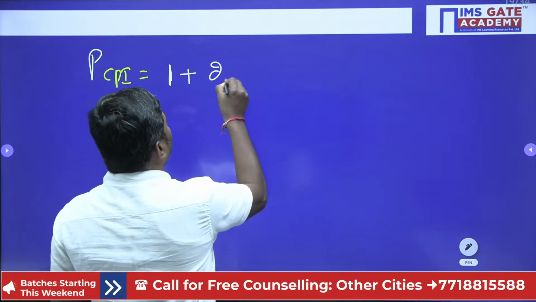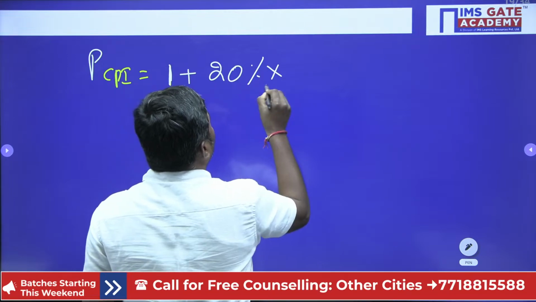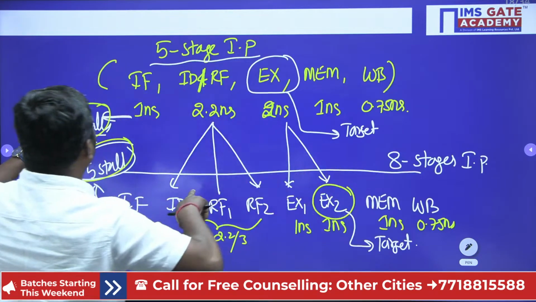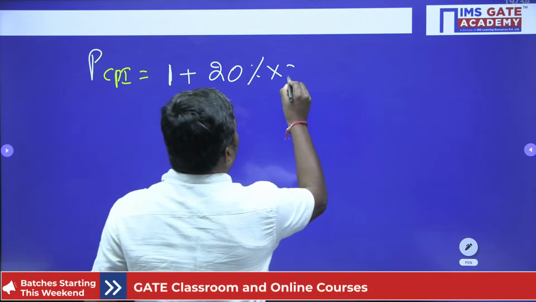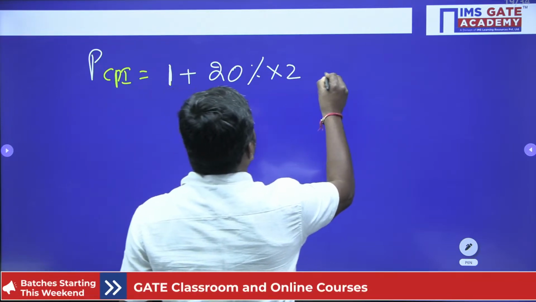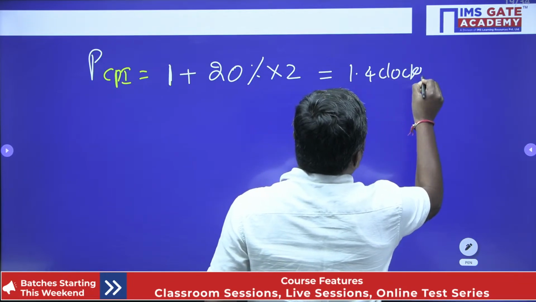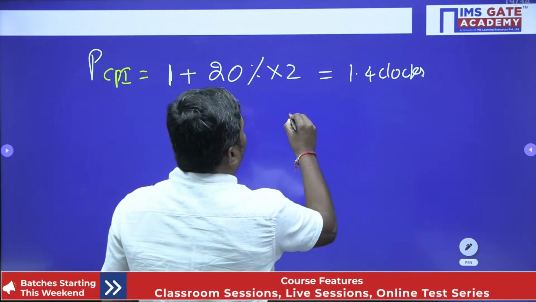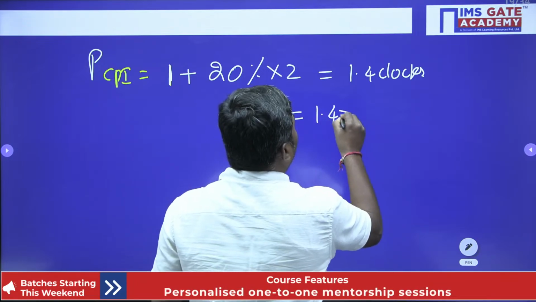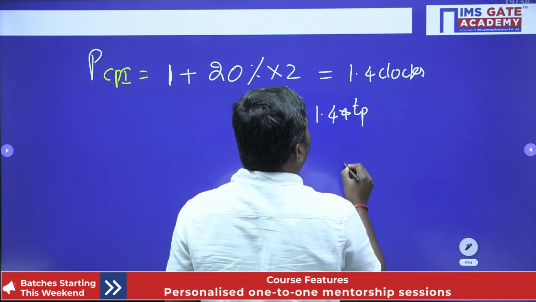So 20% of the instructions are branch. How many stalls do they take? In the old design, 2 stalls or not? 2 stalls happen. So how much is this value? It is 1.4 clocks. Clear, all of you? Now, how to get the clock time TP?